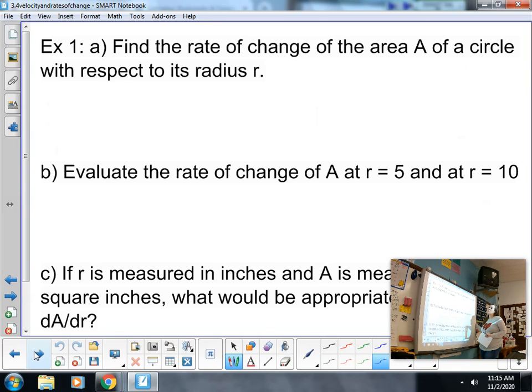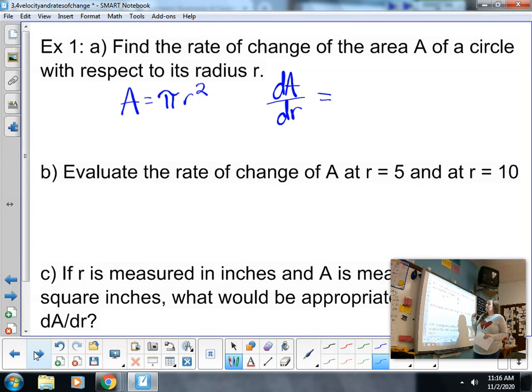Okay, so for example 1, this has a couple different parts here, and I will scroll. I know my little video thing is in the way for part of this. So find the rate of change of the area A of a circle with respect to its radius r. So the first thing you need to think about is, what is the formula for area of a circle? Well, area of a circle is pi r squared. So if we are finding the rate of change of that with respect to the radius, that would be dA/dr. That means r is like your x variable, A would be like your y variable.